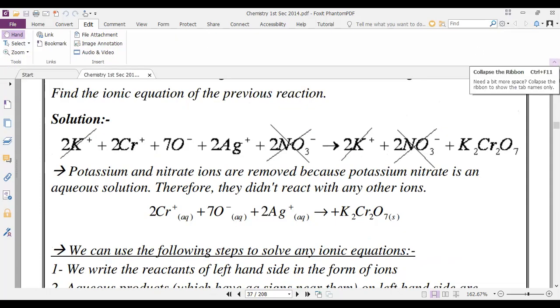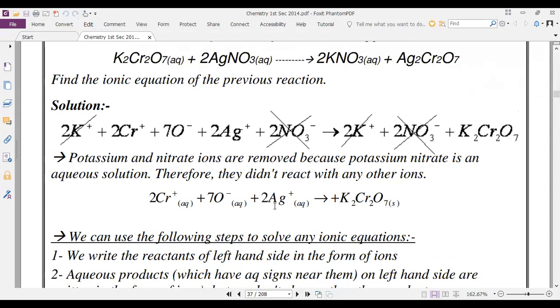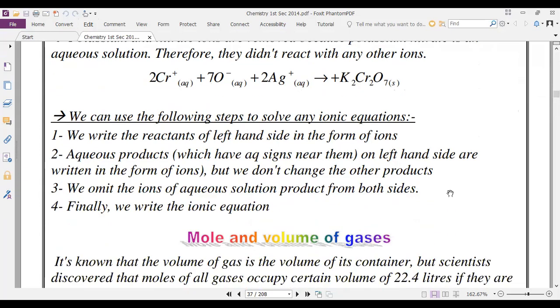So after that, we can use the following steps to solve any ionic equation. What are these steps? Number one, we write the reactants on the left-hand side in the form of ions. Then the aqueous products, which have an aqueous sign near them, are written in the form of ions. But we don't change the other products.